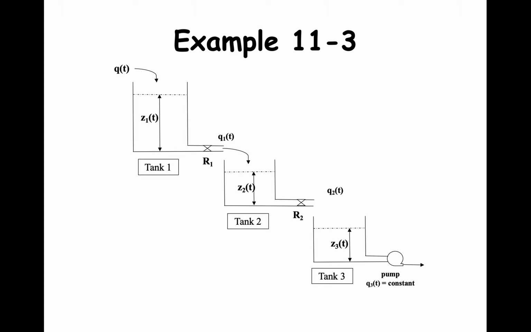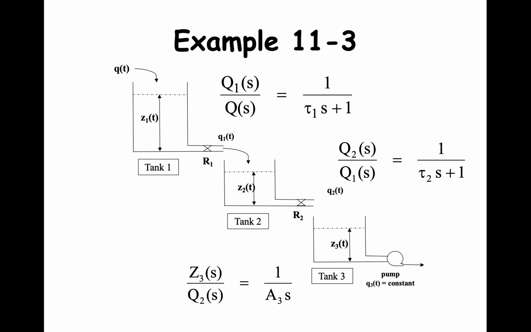The first step is to identify the system elements. We have 3 tanks. All of the tanks are non-interacting. Tank 3 has a pump with a constant flow rate. Here are the appropriate transfer functions for the 3 tanks. We do not need to develop any. We have used them before. The first 2 transfer functions are for non-interacting tanks from page 9-6 of the course packet. The third transfer function is for a constant flow tank on page 9-7 of the course packet.